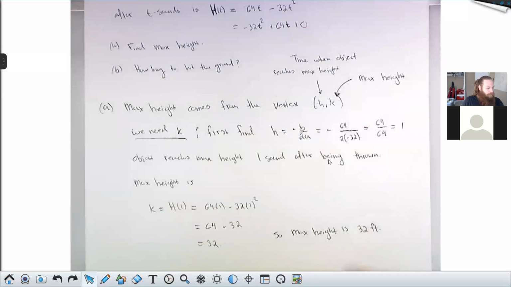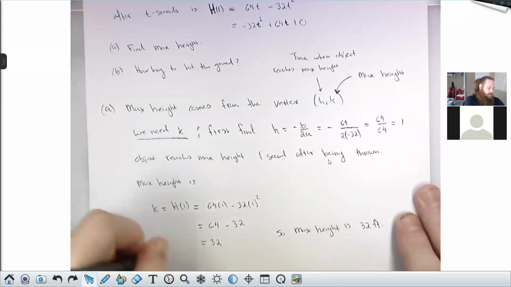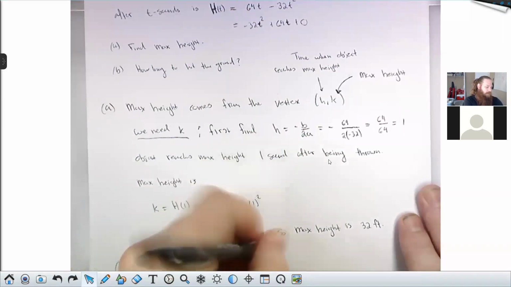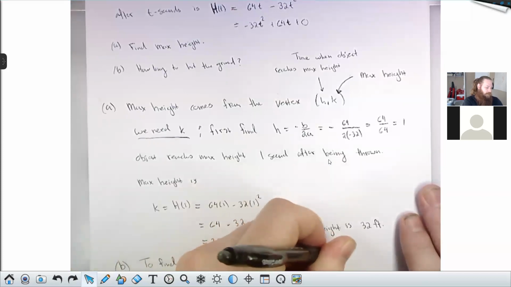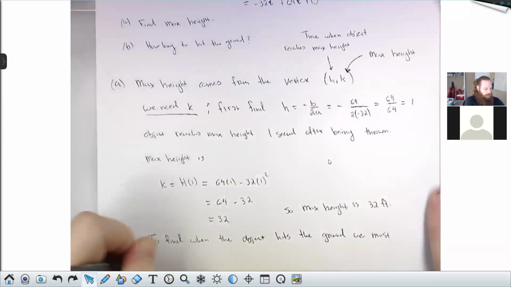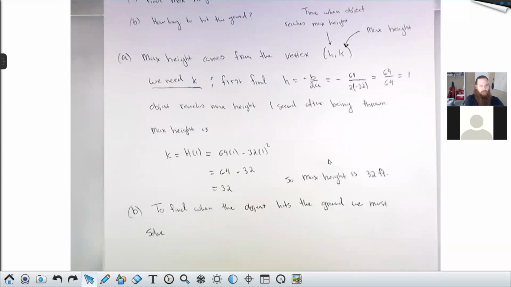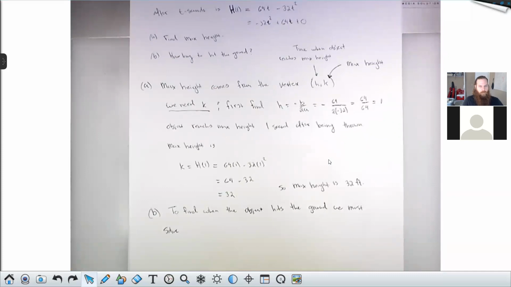All right, part B, how long to hit the ground? To find when the object hits the ground, we must solve what equation? What should I do?